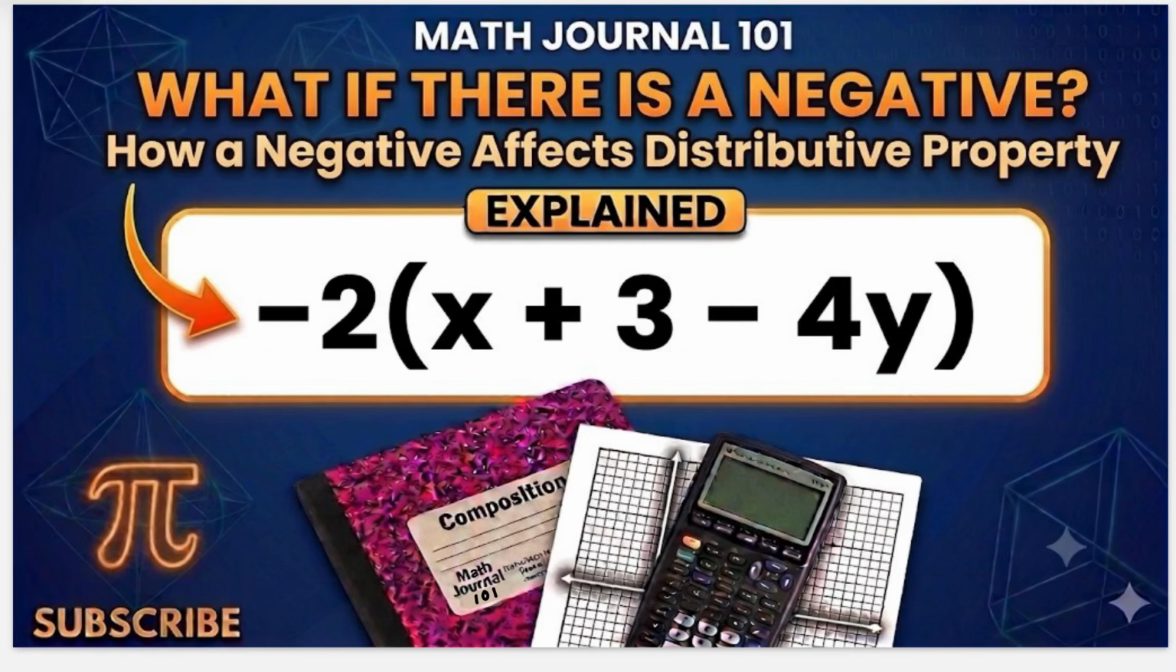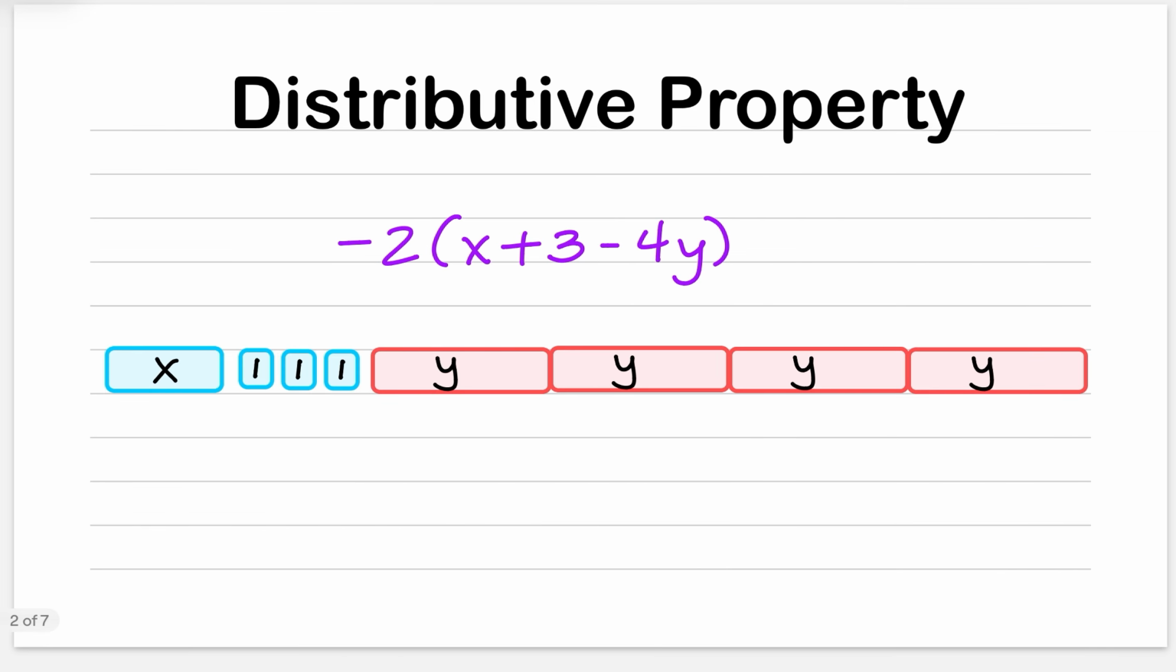Hello. In this video, we're going to take a look at how negatives can affect the distributive property. Using the expression negative 2 times the quantity x plus 3 minus 4y, I'm going to explain what the negative does to the distributive property. I took everything that was inside the parentheses, the terms inside, and I showed those using algebra tiles. You can see x, you can see my constant 3, and you can see 4y.